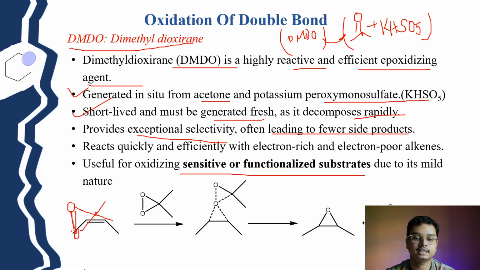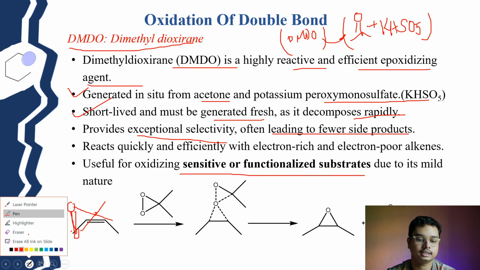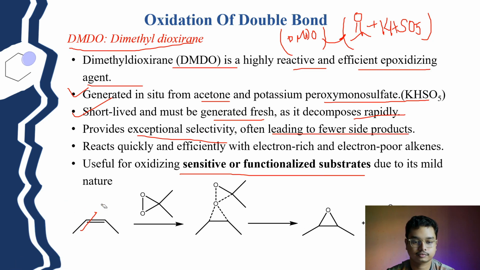So the reaction is something like this. So this is our alkene system. The alkene system reacts with DMDO, where this particular oxygen is delta positive, and it will also undergo a butterfly transition state, and then we get our epoxide and acetone back. So this is the typical reaction of DMDO.